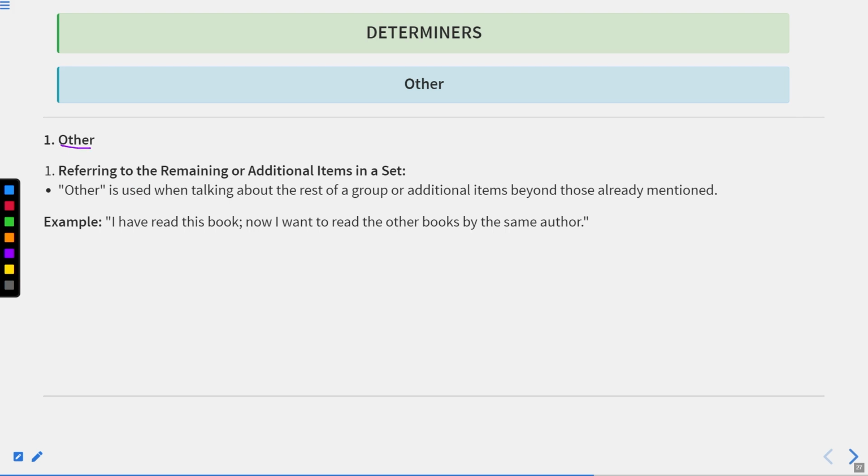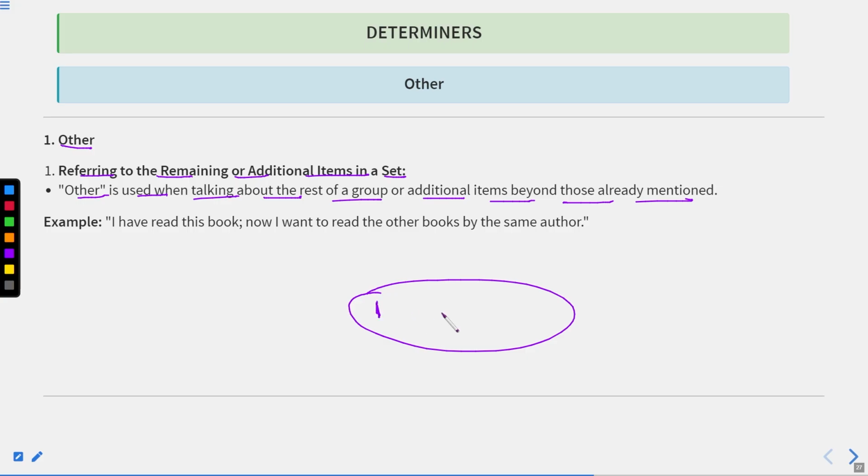So the first word we have is "other," referring to the remaining or additional items in a set. Other is used when talking about the rest of a group or additional items beyond those already mentioned. It means suppose there is a particular group and we are talking about one person, and other means the rest of the people or the rest of the members.